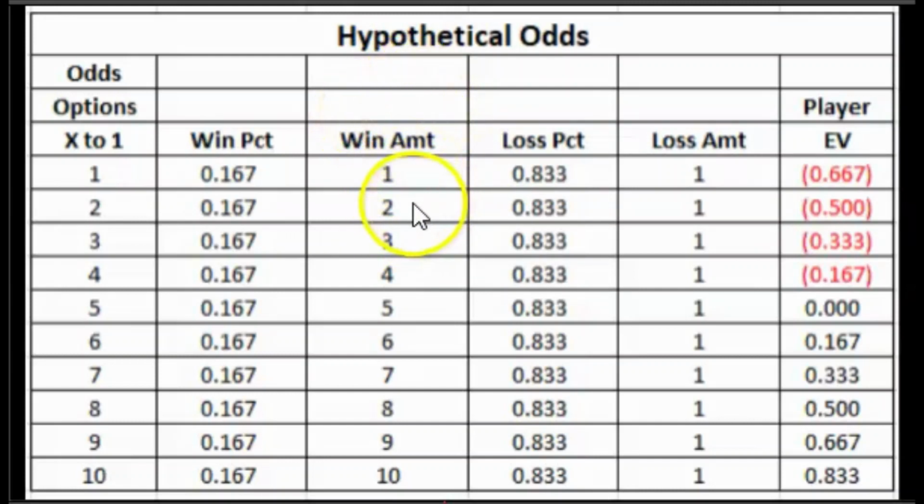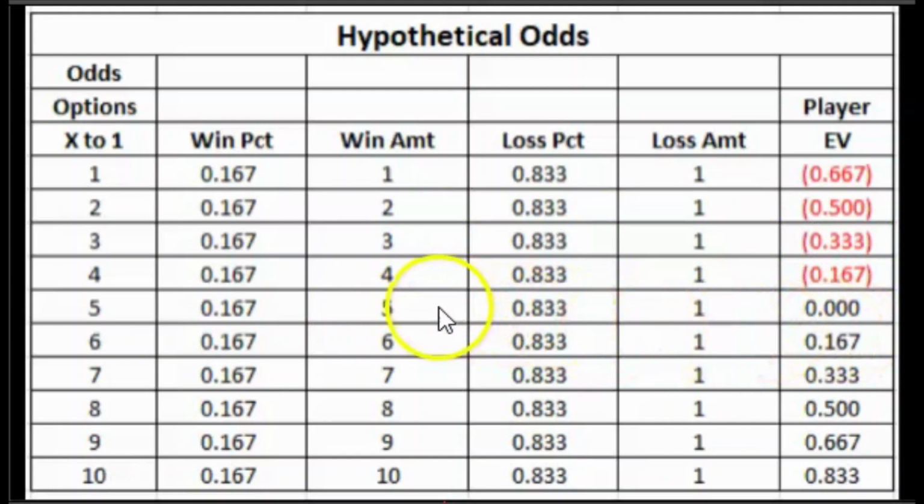So if they were to set the odds at a 1-to-1 payout, then the player could expect to lose 66.7% of their money over time. If they were to set the odds at 2-to-1, the player could expect to lose 50% of their money, 3-to-1, 33%. And then you can see at 5-to-1, the game is even.